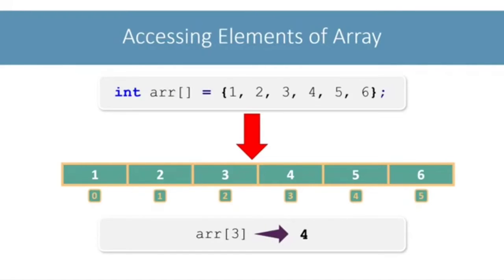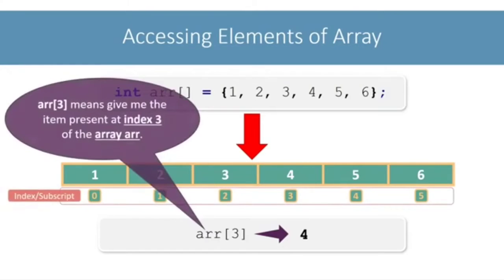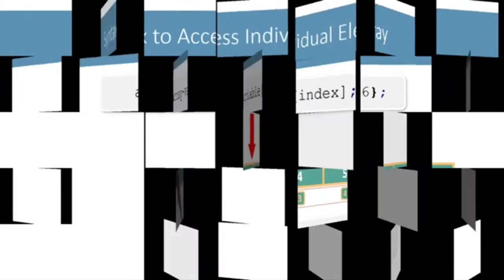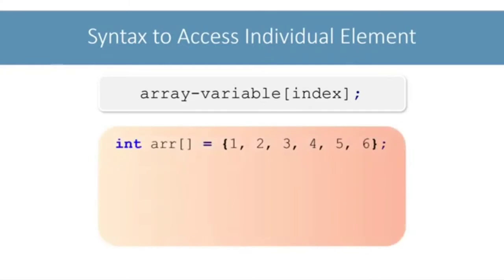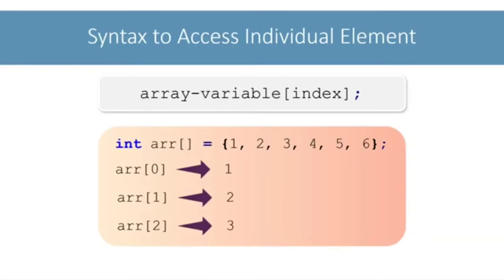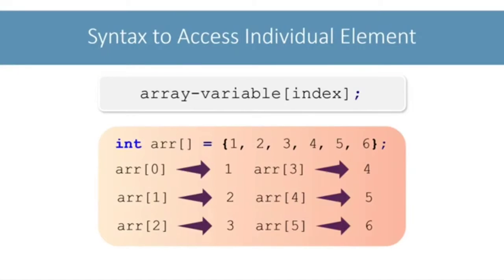The term we use in Java to refer to these box numbers is index or subscript. So ARR[3] means give me the item present at index 3 of the array ARR. The general syntax to access an individual element of an array is this. Taking our previous array ARR as an example, ARR[0] gives 1, ARR[1] gives 2, ARR[2] gives 3, and so on.